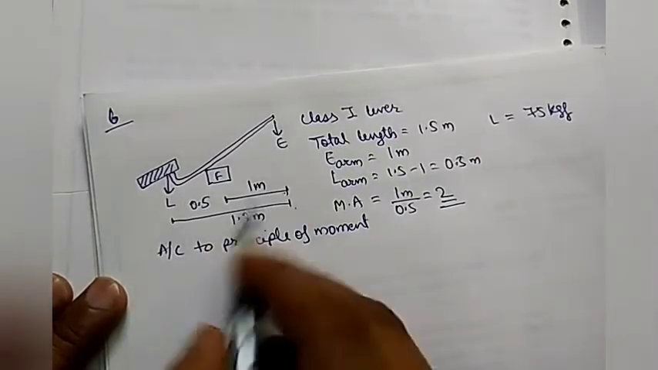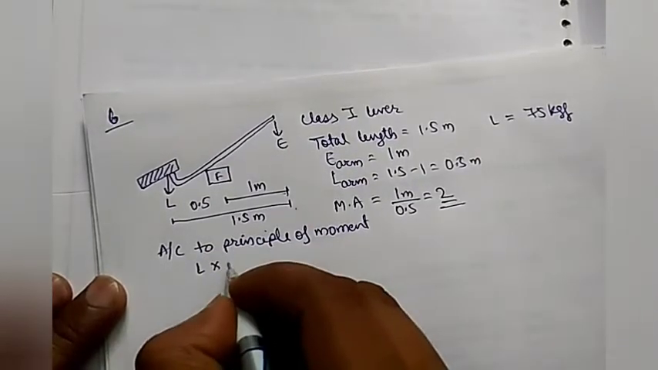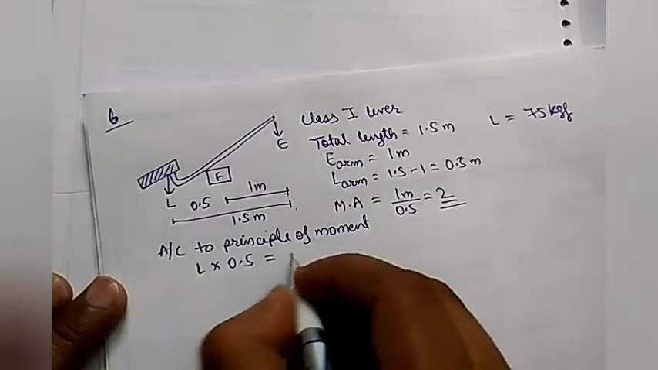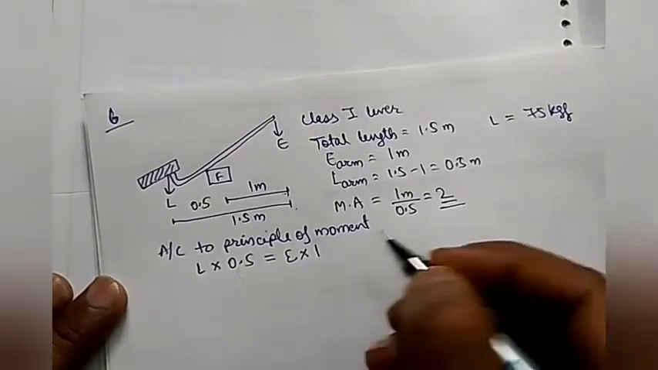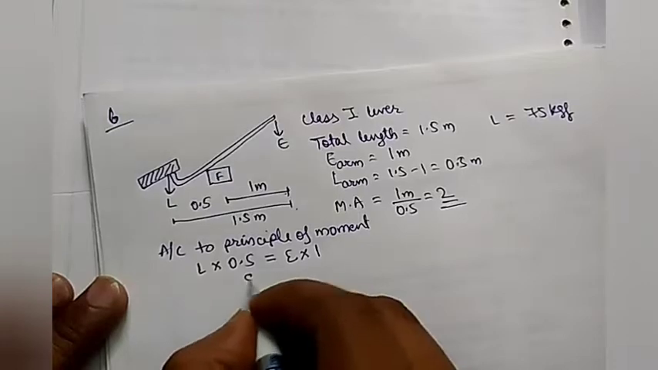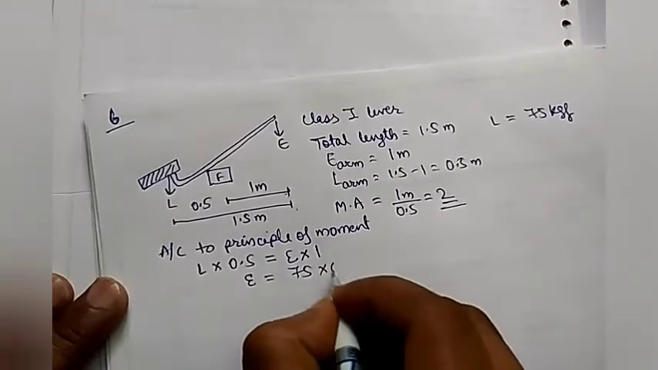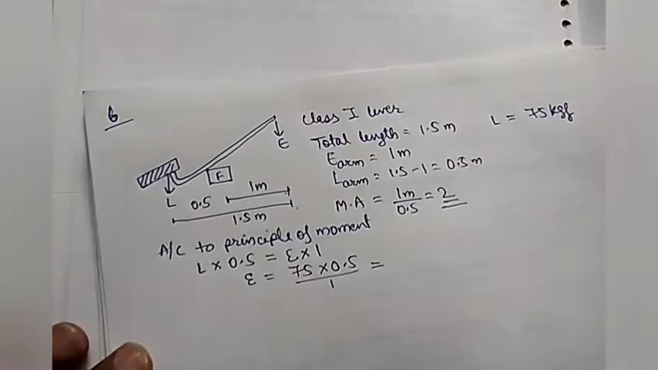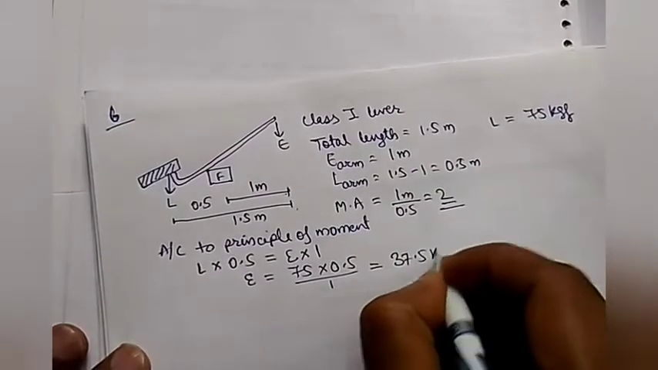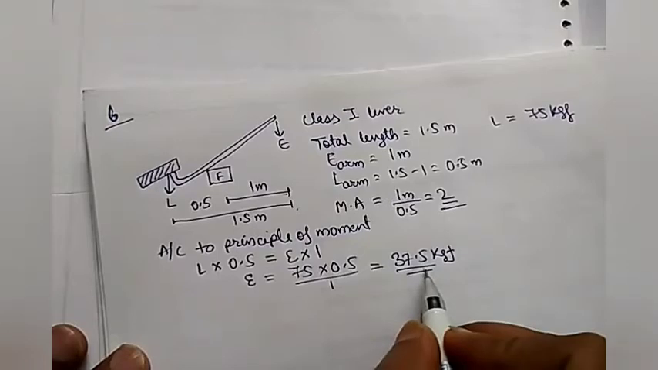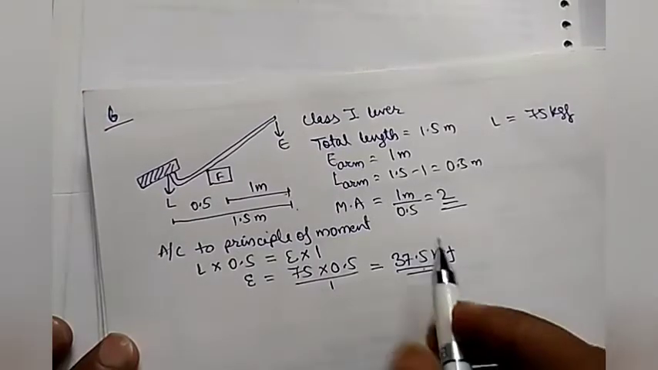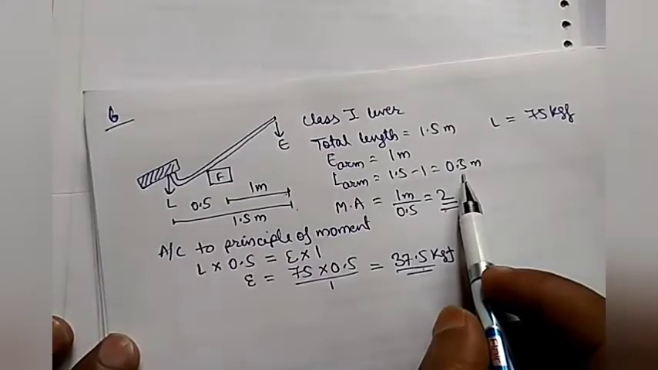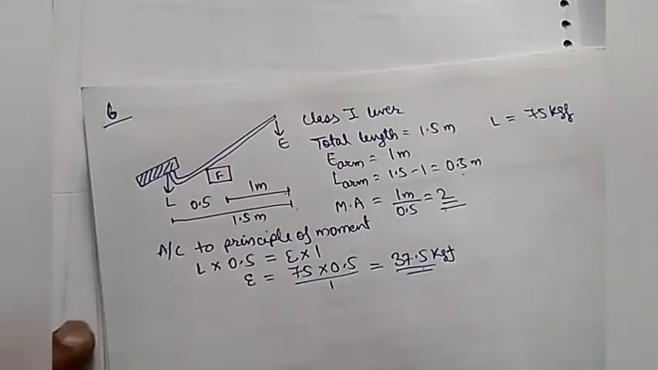So anti-clockwise moment will be load into load arm, that is 0.5, is equal to effort into effort arm, that is 1. Load is given 75. So effort is equal to 75 into 0.5 by 1. So this is equal to 37.5 kgf. So this is the load. This is the effort. Mechanical advantage is 2. Load arm is 0.5 meter and effort arm is 1 meter.